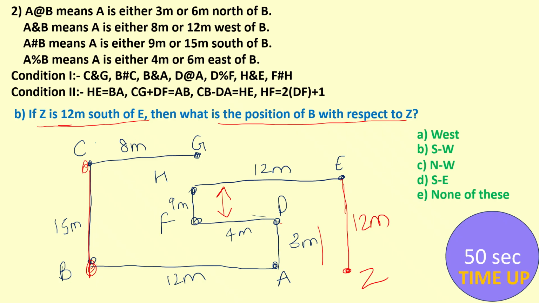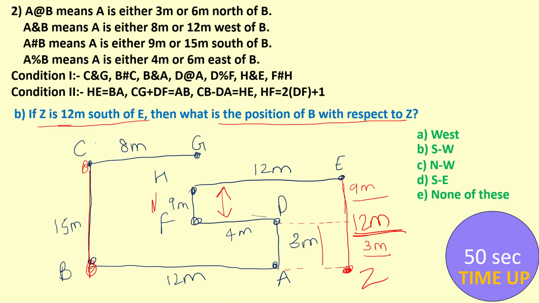If I extend, this is a rectangle and this also becomes a rectangle. Opposite sides of a rectangle are equal. So if this is 9 meter, then this will also be 9 meter. If this is 3 meter, then this will also be 3 meter. So 3 plus 9 will be 12 meter. So Z is 12 meters south of E. So it should come here.